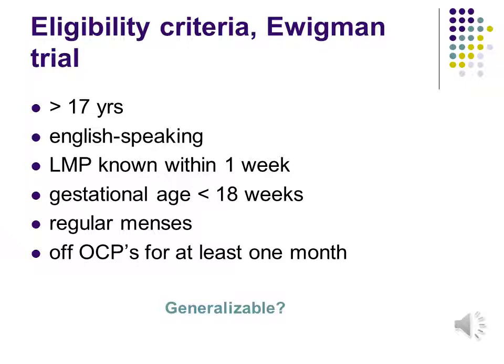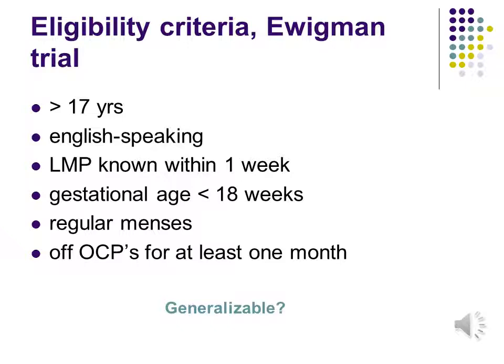Now, these factors in practice, for example, that I was in prior to the one I'm in now, most of my patients would not have qualified for this study. Probably 90% of them would not have qualified for this study because most of them didn't know their menstrual period within a week. They were frequently under 17 years old. They had irregular menses. They were on oral contraceptives right up until they found out they were pregnant, etc. So this is very controlled.